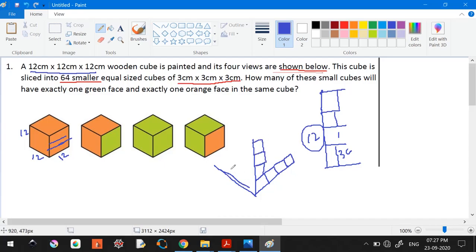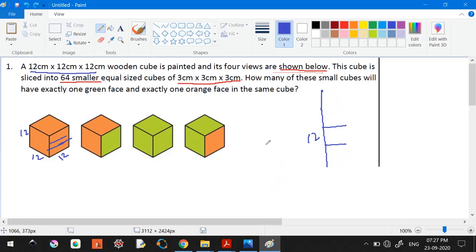If this is how we cut, how many of these small cubes will have exactly one green face and exactly one orange face? That's the question. So we need to find the number of cubes which will have exactly one green and one orange face.